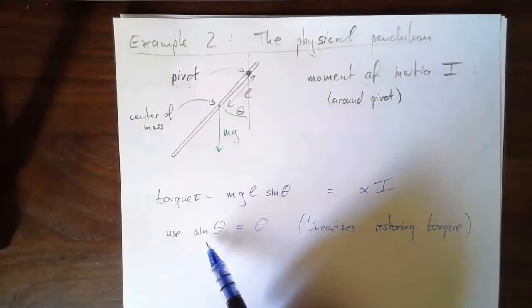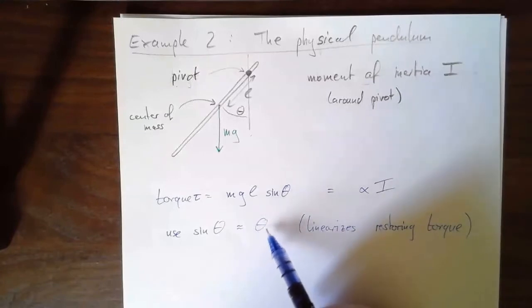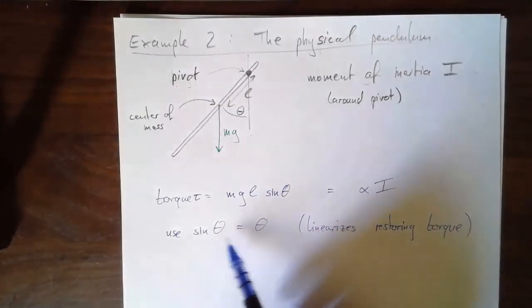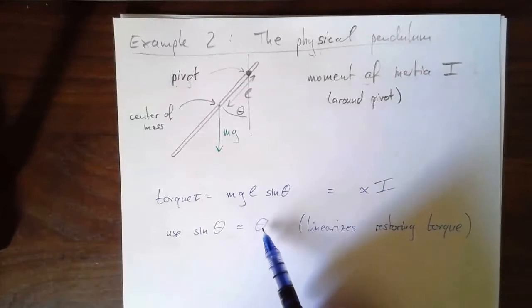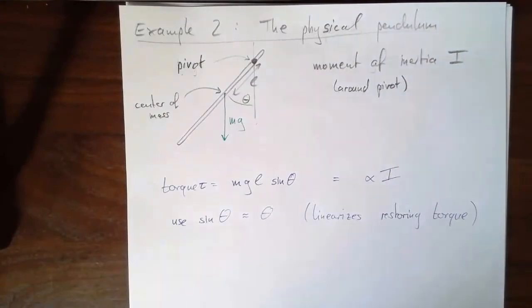This is the point where I'm saying I've got a sine function. Oh no, that's complicated. Let me instead approximate it by a straight line. And it happens to be that the gradient of a sine function at 0, around theta equals 0, is approximately equal to 1. So sine theta is approximately equal to theta.